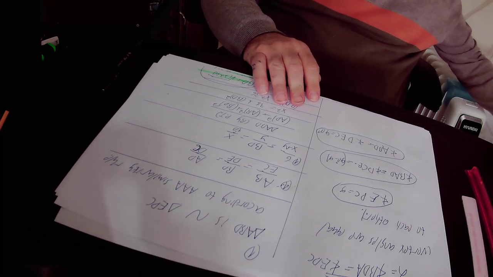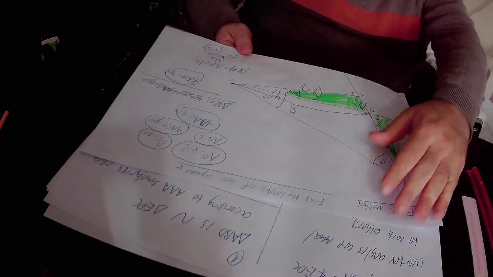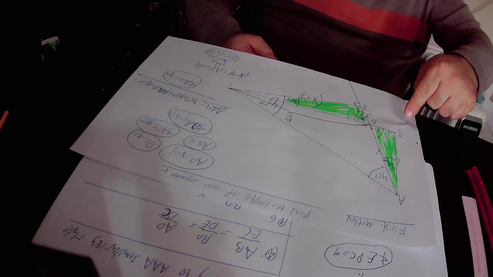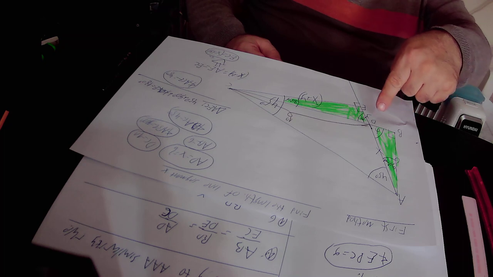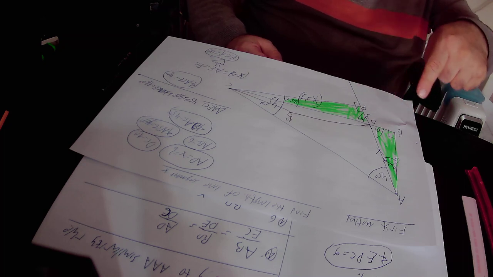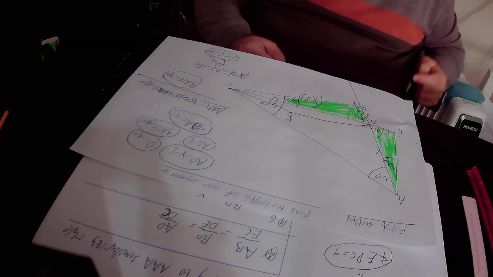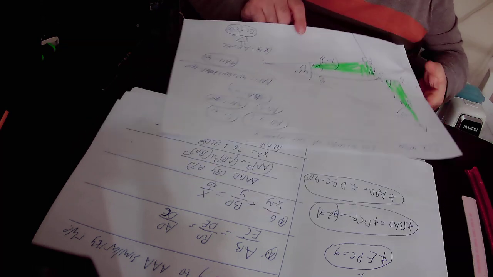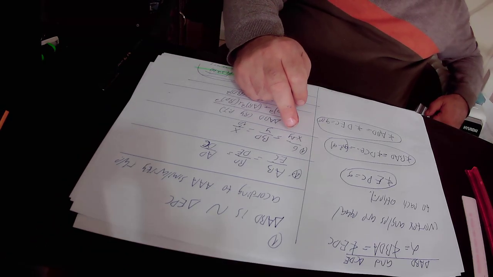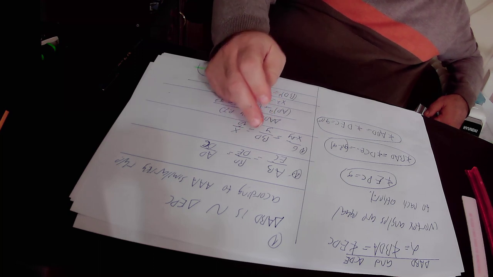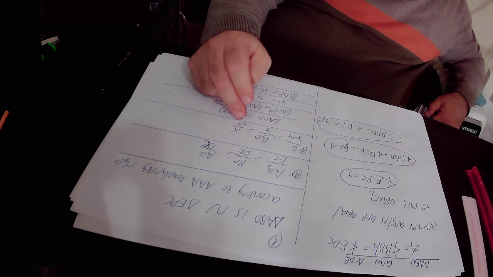And from the fact that those two triangles are similar to each other, we conclude that AB over EC equals BD over DE equals AD over DC. Okay? We know that AB equals 6, EC equals X plus Y, BD is BD, DE equals Y, AD equals X, and DC equals 10.